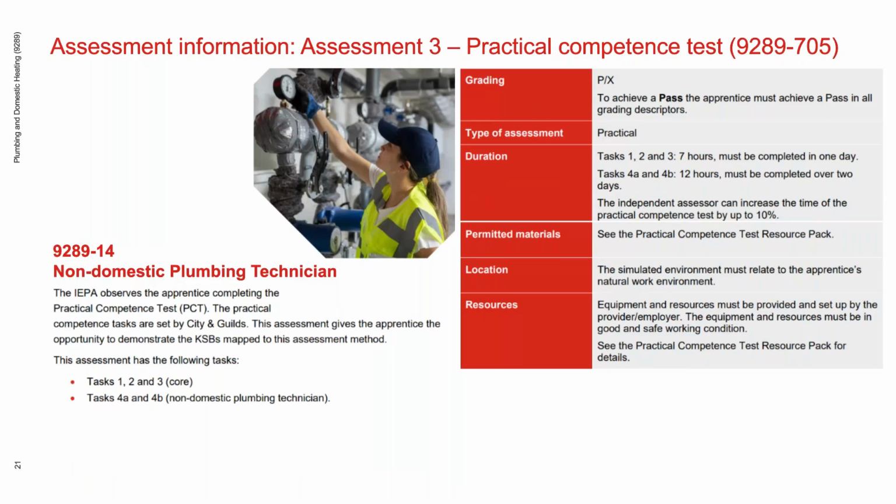However, there are additional tasks here, tasks 4A and 4B, which are 12 hours long and must be completed over a further 2 days. The independent assessor can again increase the time of the practical competence test by up to 10%. Permitted materials, again, see the test resource pack, and the simulated environment is very similar to what we just looked at before. But again, the difference between the 9289-12 and 9289-14 is the additional non-domestic tasks 4A and 4B.